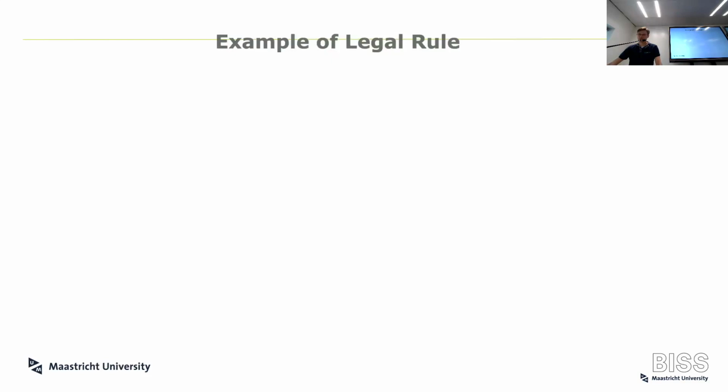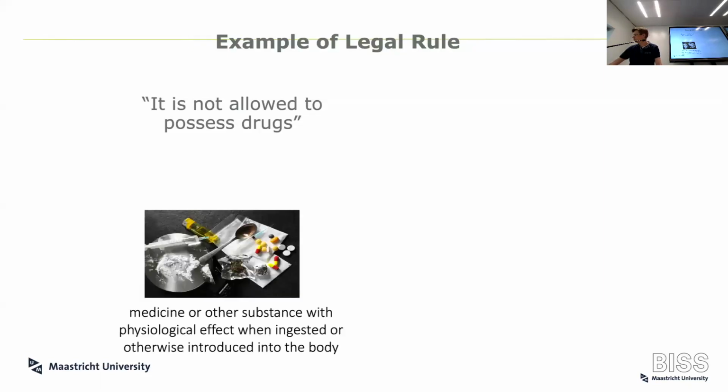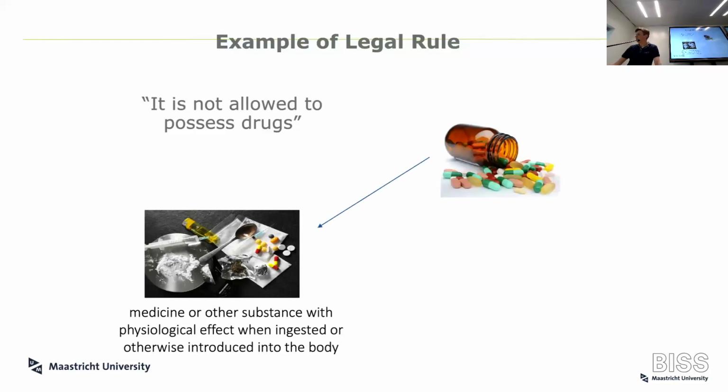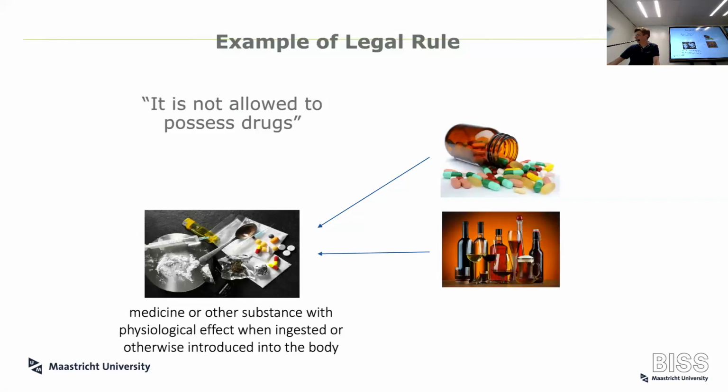What we often do in terms of legal reasoning is we look for some sort of consistency, and precedents are in that regard important. So a very simple rule. Let's say that the legislator at some point says it's not allowed to possess drugs, and then drugs are being defined as medicine or other substance with physiological effect when ingested or otherwise introduced into the body. That definition obviously can come with some questions in terms of how to interpret that rule. Then you get a case, and you have some pills, and the question is, is this then drugs? Should somebody be prosecuted for this or not?